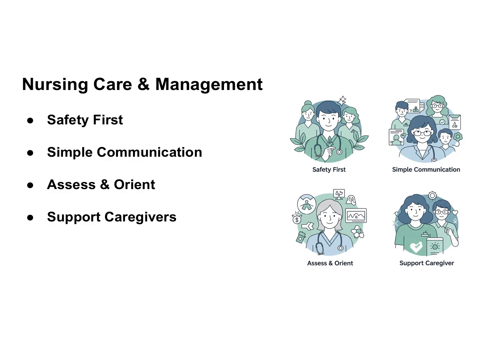Third, we must assess and orient the patient. We will want to use tools like the Confusion Assessment Method, or CAM, for delirium, and the mini-cog for dementia, which we'll go over in class and in clinical. We want to provide visual cues like calendars, clocks, photos to help them stay oriented.